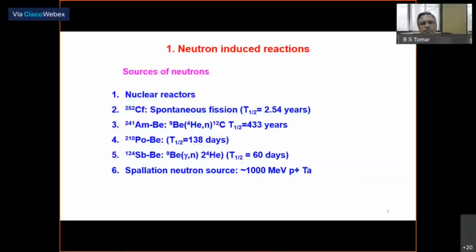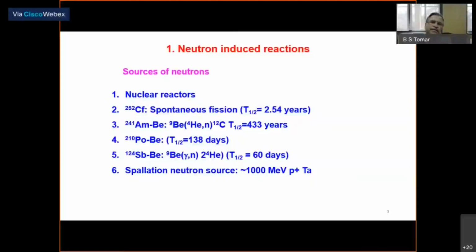In the same category, we have the antimony-beryllium source. Antimony-124 has a 60-day half-life, and it emits strong gamma rays of almost 2.5 MeV. These gamma rays then bombard beryllium-9 and give rise to neutrons and alpha particles. So this is also another very useful radioisotope. Using photoneutron reactions, you can use this for production of neutrons.